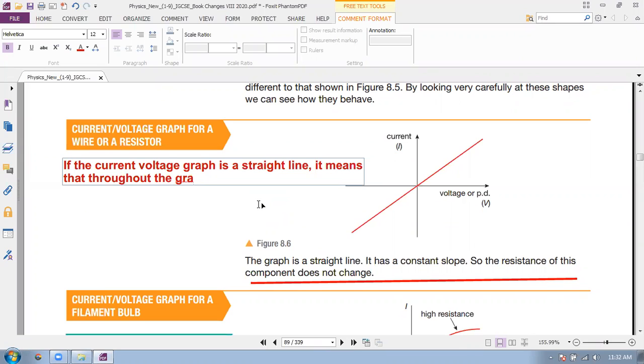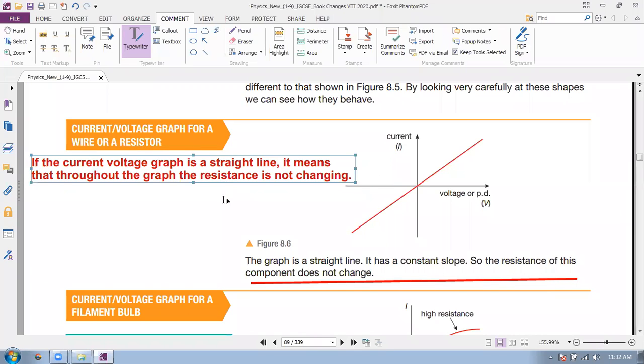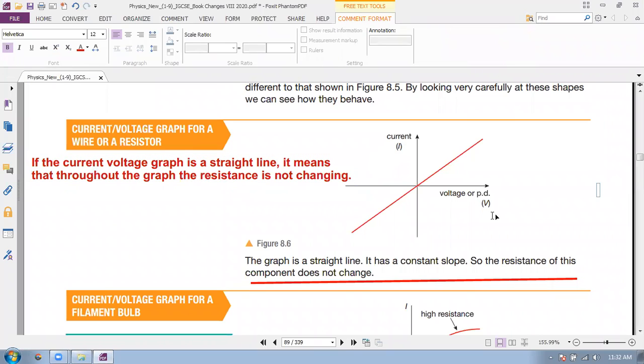Throughout the graph, resistance is not changing. Remember it for life. That resistance is not changing. Resistance is constant. It is a straight line.